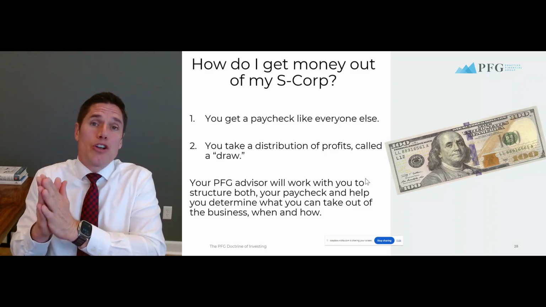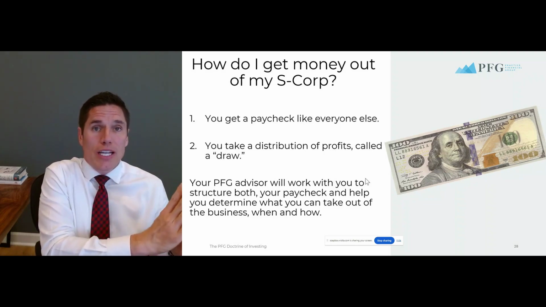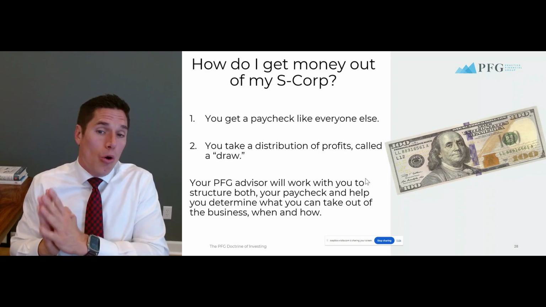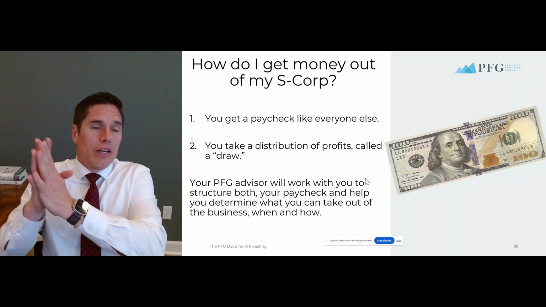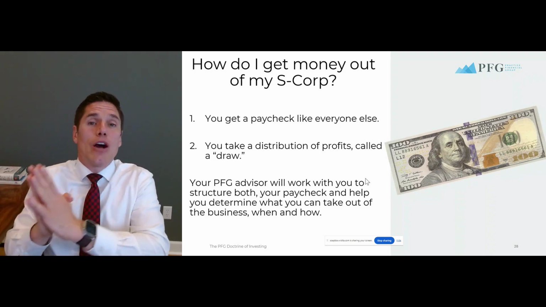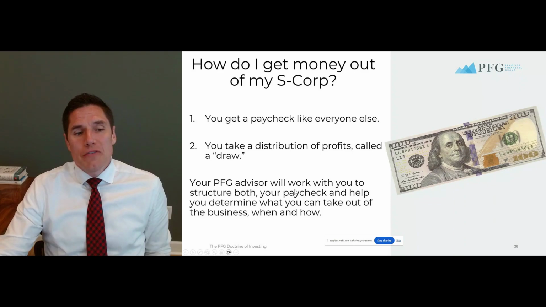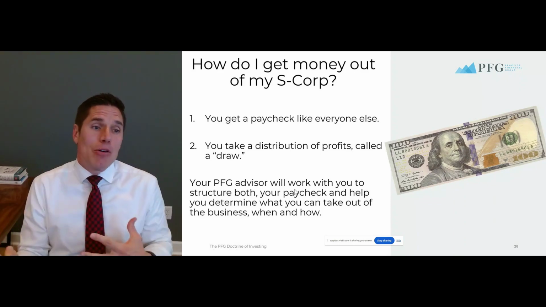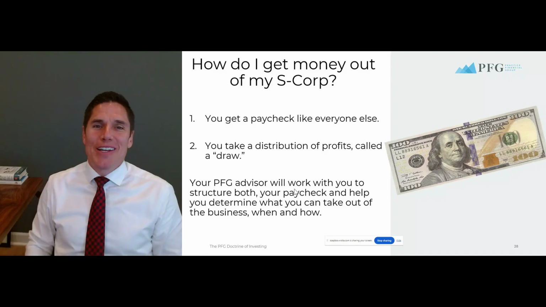This is simply where you transfer money from your business checking account into your personal checking account. Now, you can transfer this using an automatic wire transfer from your bank, or you could write yourself a check. That would be the more cumbersome way to do it. But you transfer money from the business checking account into your personal checking account. Now, this is important. Your PFG advisor will work with you to help you structure both your salary and how much you're taking out as a draw. I'll talk about what you don't want to do in a minute.